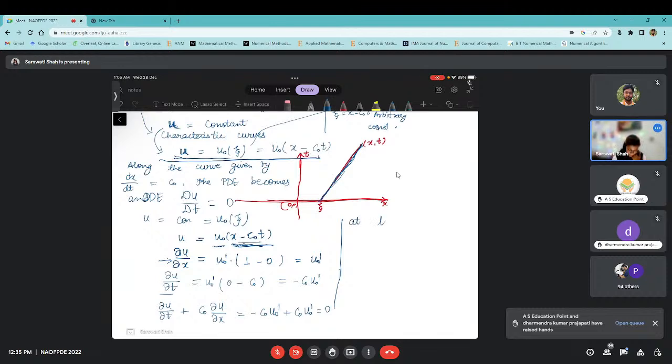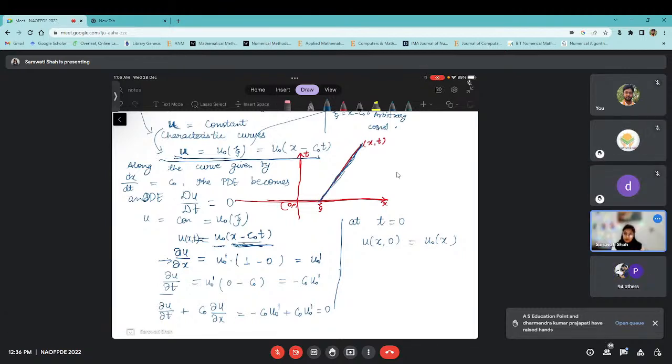At t equals 0, this is u(x, t). At t equals 0, u(x, 0) becomes u naught of x. It means it is also satisfying the initial condition. And that proves that the solution which I have derived with the help of the method of characteristics is a unique solution of the given PDE.